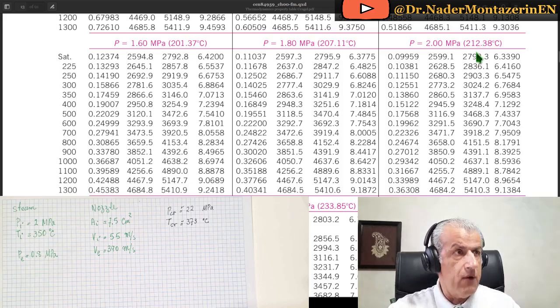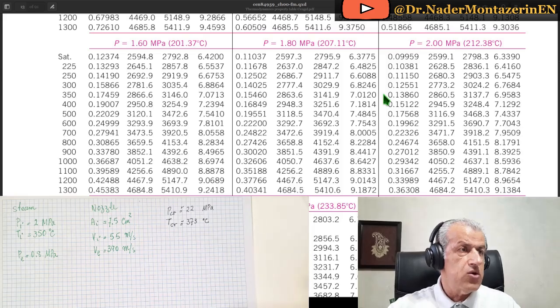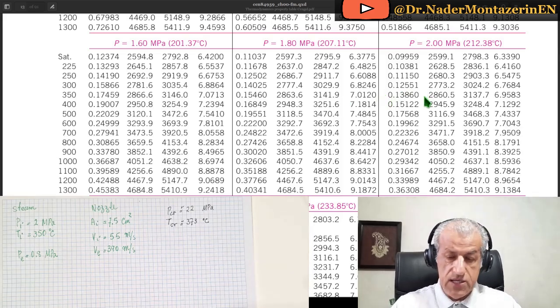So 350 degrees C is far higher than the saturation temperature, and therefore a superheat condition is correct. Now, looking into the superheat table, for a pressure of 2 megapascal, the temperature of 350 degrees C is exactly right in the middle. So what we can do is to just move to this line, the line where my pointer is showing, and just read these values for the conditions that we have.